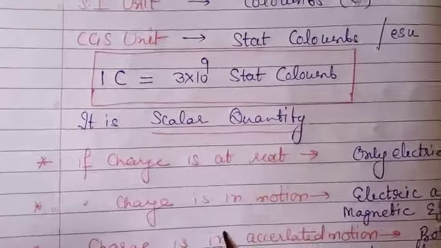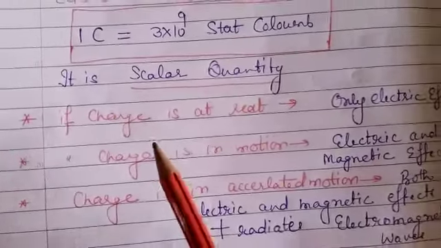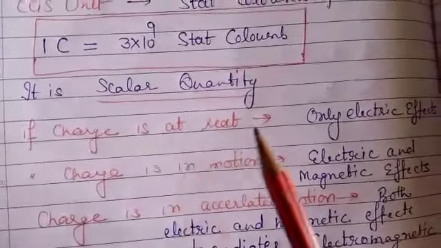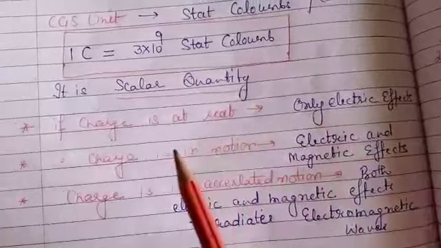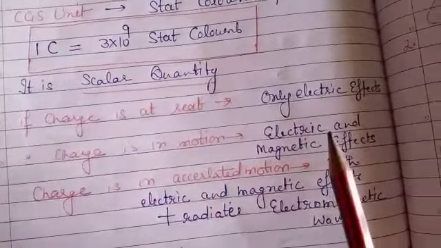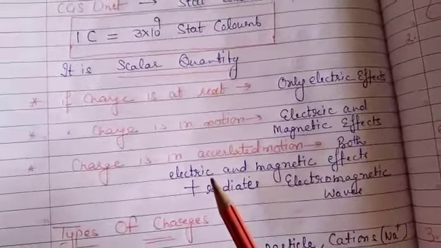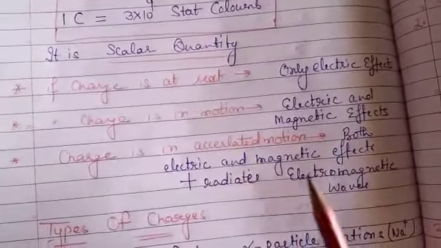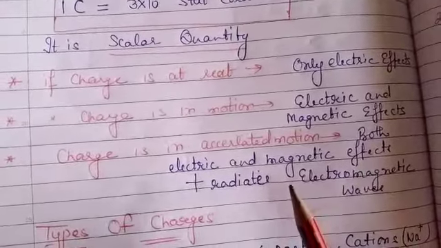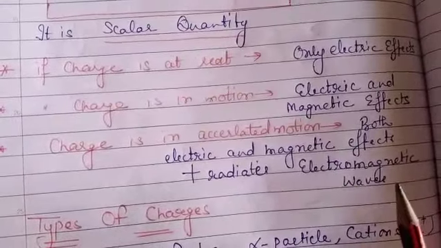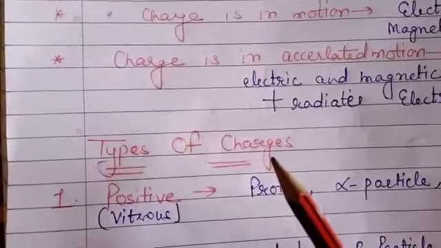Okay, let us talk about its effects. It has three main points. If the charge is at rest, then it can produce only its electric effects. And if the charge is in motion, then it can produce its electric as well as magnetic effects. And if the charge is in accelerated motion, it can produce its electric, magnetic, and extra, it can radiate EM waves.